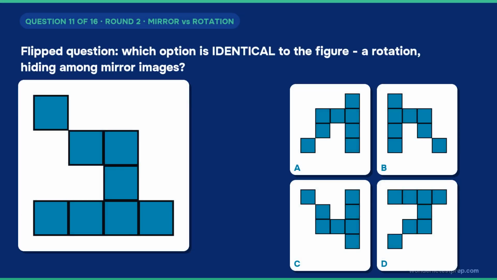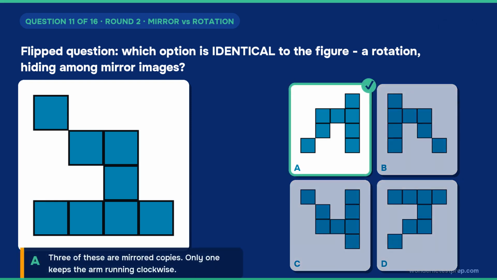Question 11. Flipped question. Which option is identical to the figure? A rotation, hiding among mirror images. 15 seconds. Three of these are mirrored copies. Only one keeps the arm running clockwise.